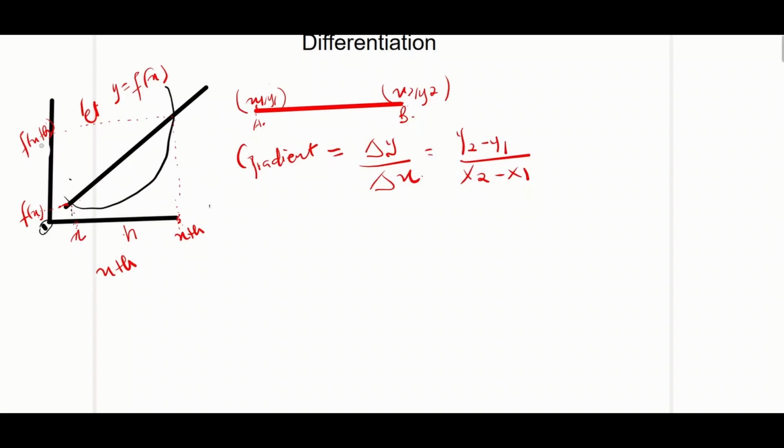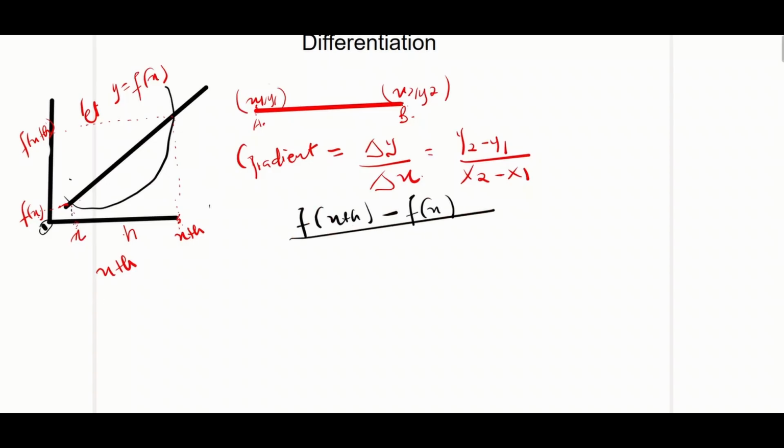First point is going to be f of x plus h minus f of x. Okay, that is going to give us our f of x plus h minus f of x, right?